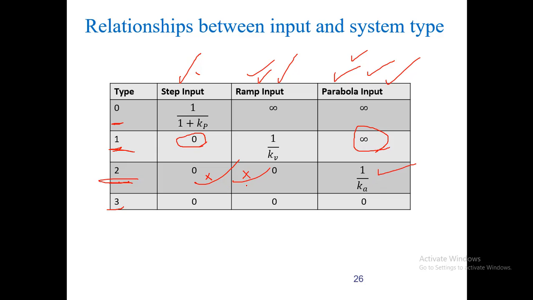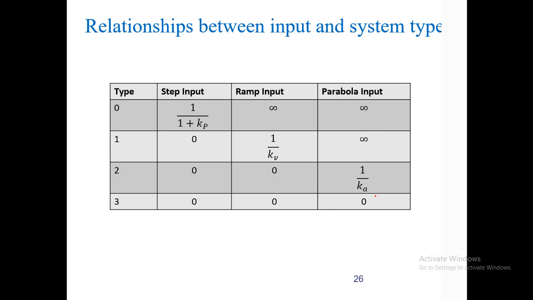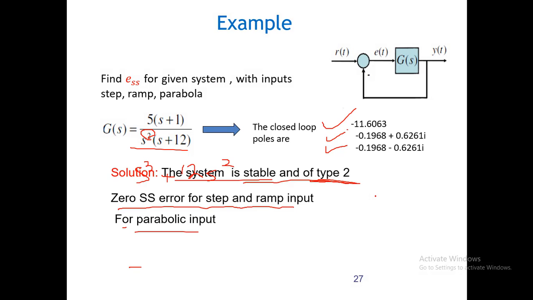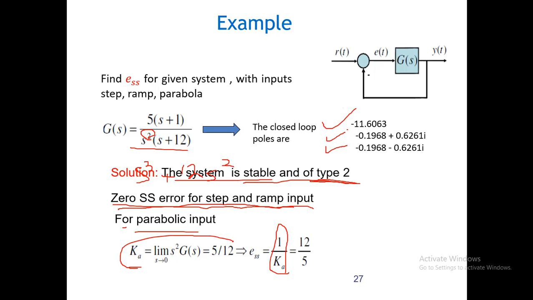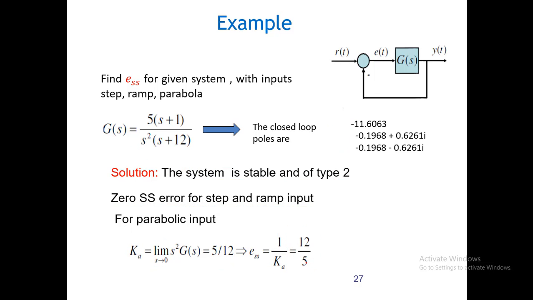I just put it equal to 0 for the step input and the ramp input, and just found out the value of the steady state error for the parabolic input. I mentioned that there will be zero steady state error for both step and ramp input, and the parabolic input was given by 1 over Ka. So I have to find the Ka first, and Ka was found using the formula, and 1 over Ka turns out to be 12 by 5.